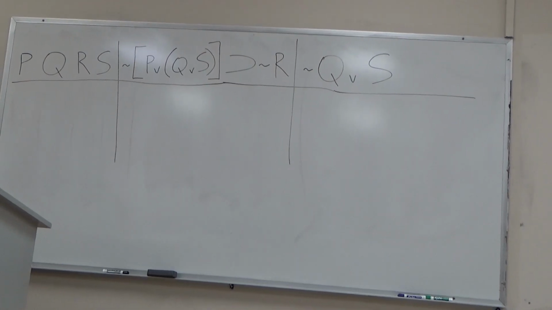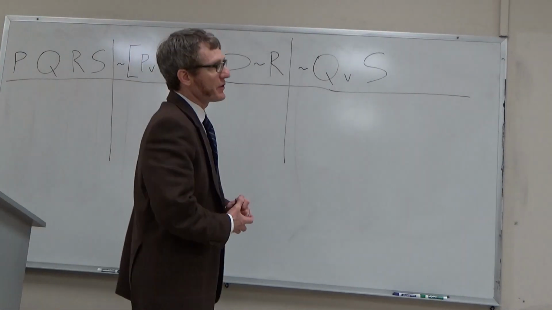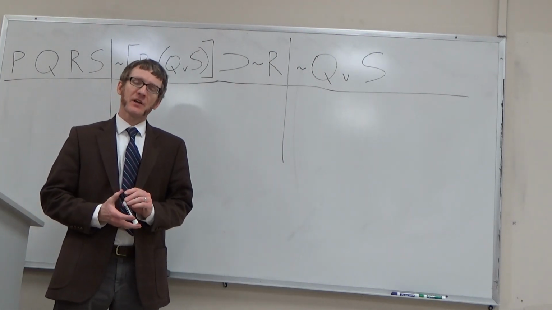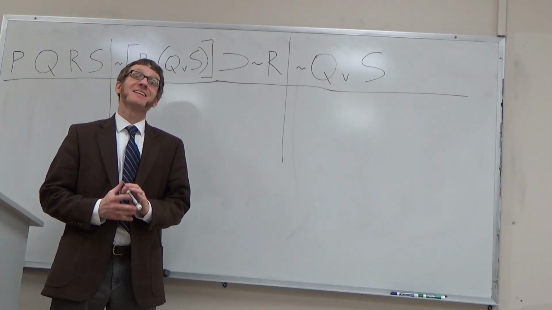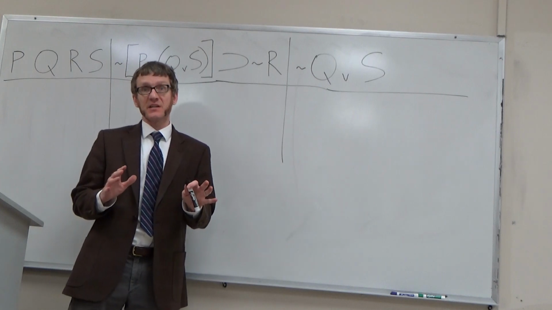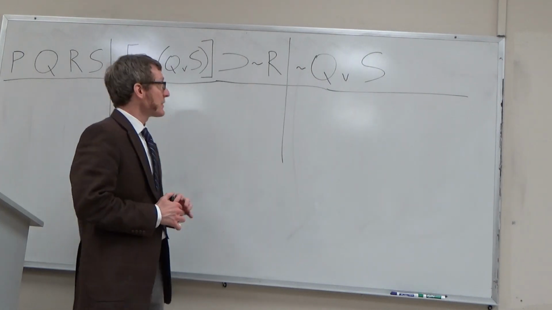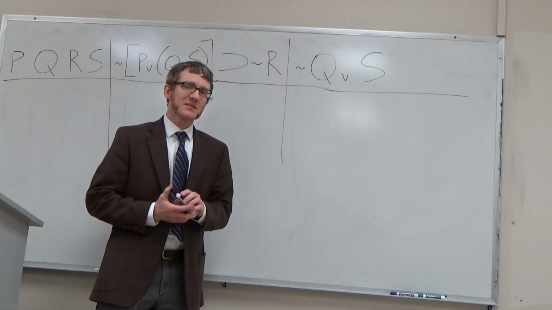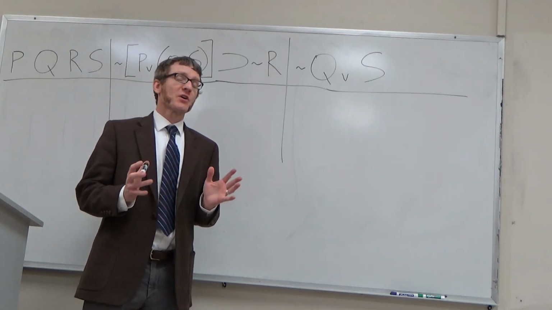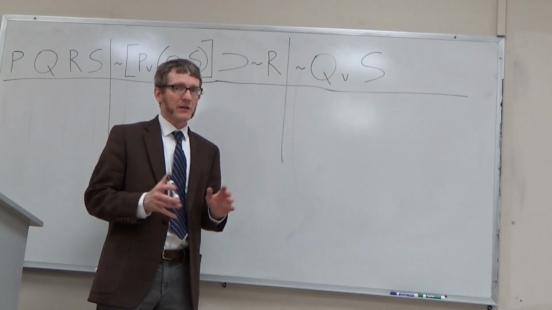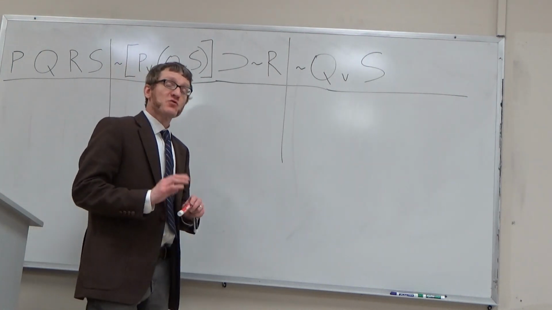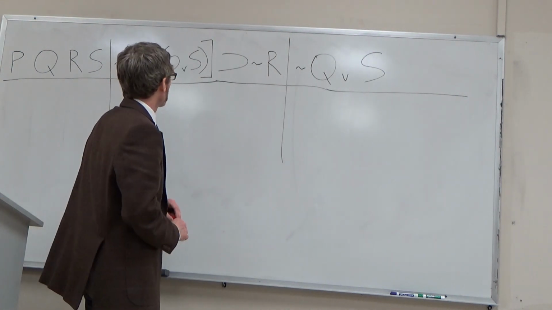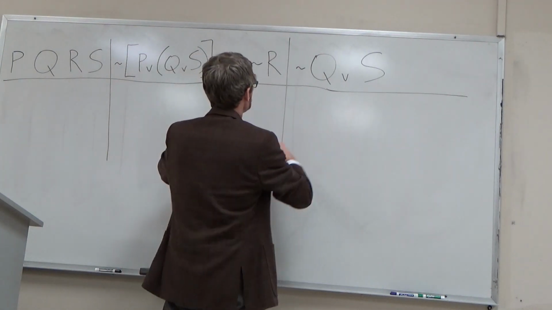All right, logicians. In this video, I want to show you how to use an indirect truth table to determine the consistency or the inconsistency of two statements. So here are my two statements. And when you are testing for consistency, two statements are consistent with each other if and only if there is at least one line of the truth table where both of them are true.